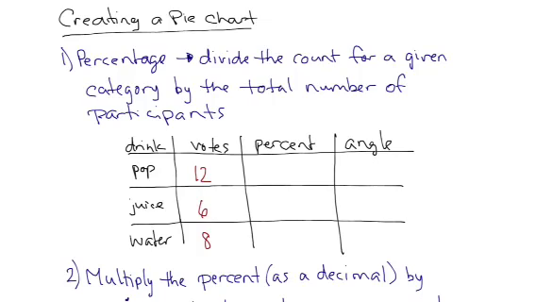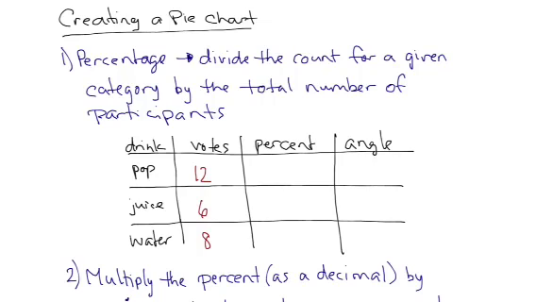All right, so let's learn how to create one. Even though you're not going to draw it all out yourself, we're not going to be getting out compasses and protractors and all that kind of stuff to make our measurements and draw circles. We're just going to find what those percents and then those angle measurements are. So first off, let's talk about the percent. To do that, we want to divide the count for the given category by the total number of participants.